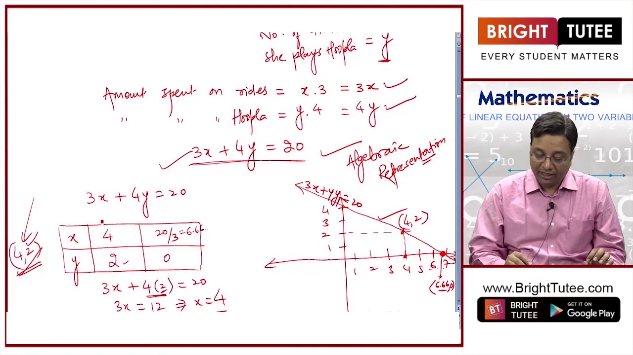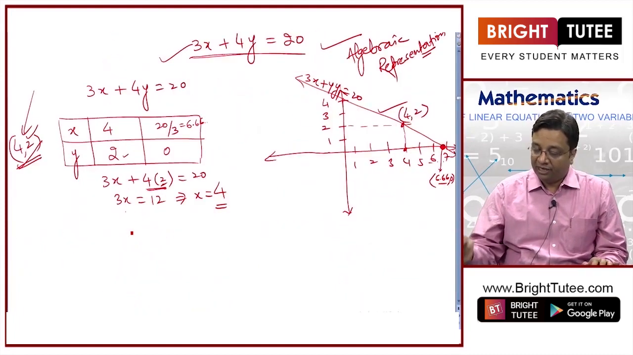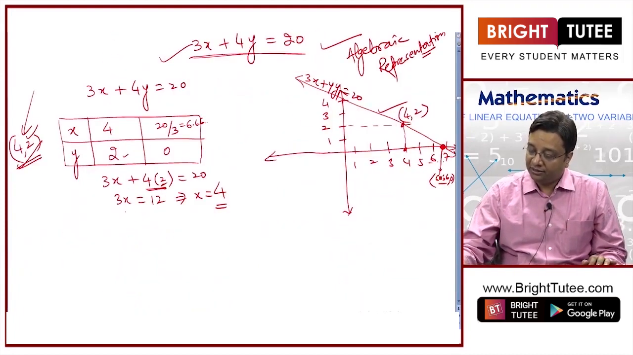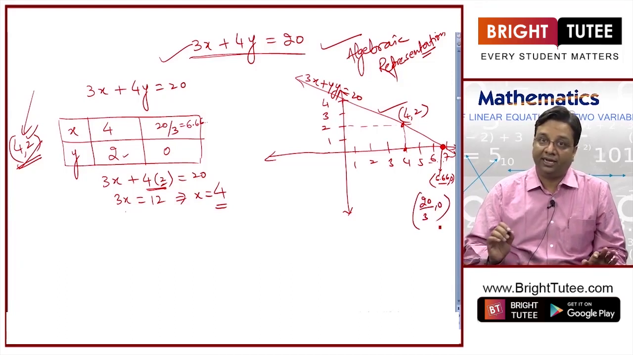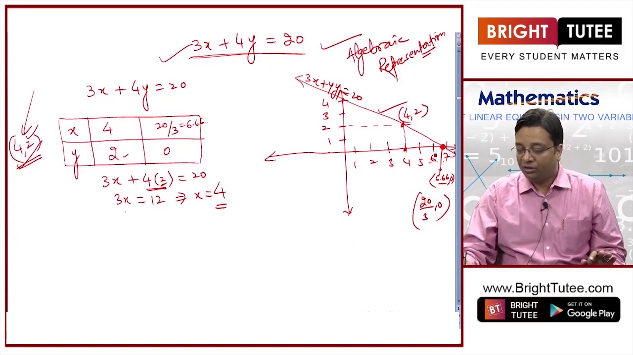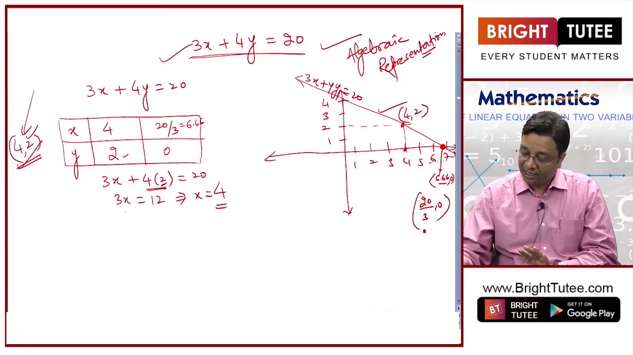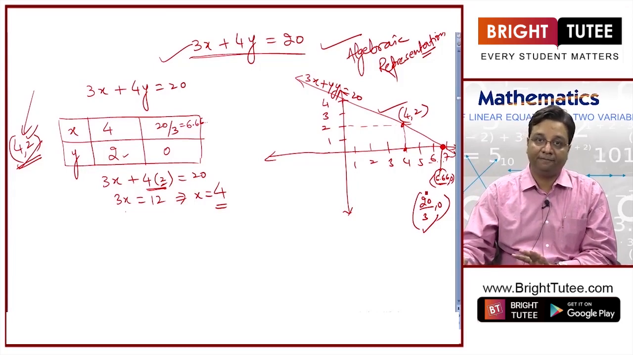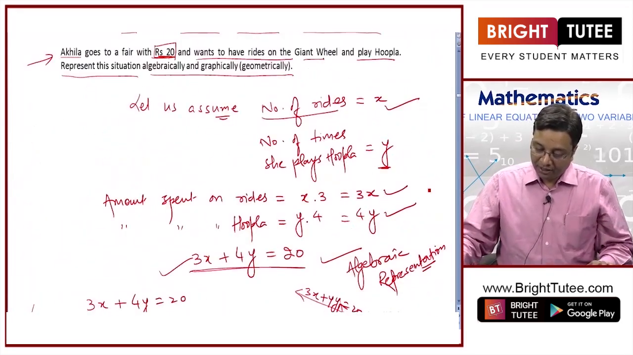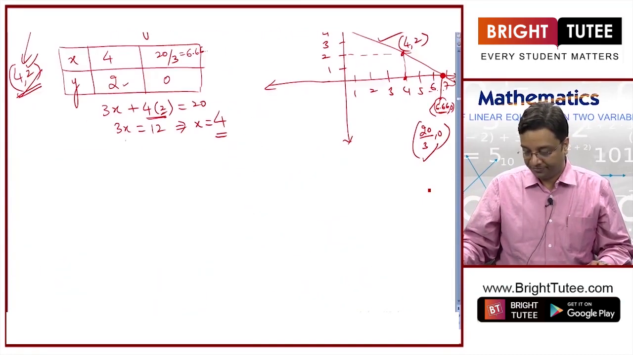Otherwise, you can try to find another integral point and then you can see. Or I would suggest that you write this point as 20 by 3, 0 to be exact, because we are not going to find the exact points on this graph. This is a rough diagram. But you write this point exactly like this, because this is not the exact calculation for 20 by 3. Okay. All right. So this is the algebraic and graphical representation of this situation.